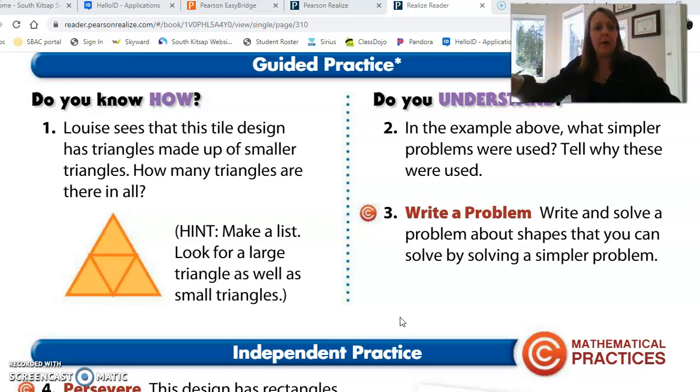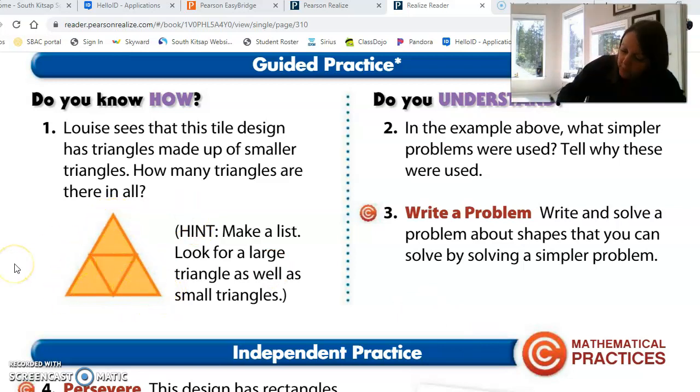Okay, now when I look at the large triangles, I really see one big triangle right here. So I'm going to say there is one. Now I'm going to count how many small triangles I see. Well, I see one at the top. One, two, three, and four. So there are four small triangles.